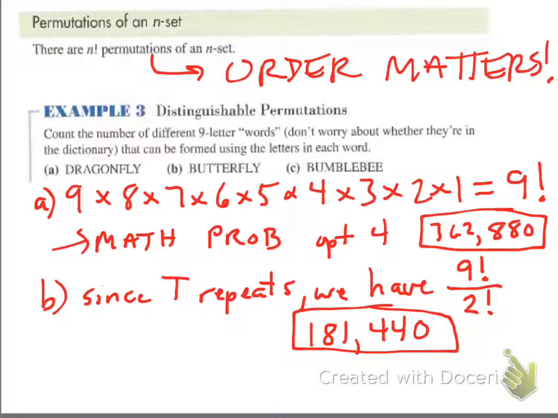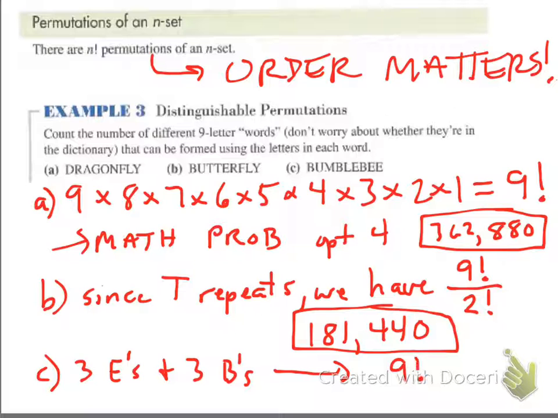Okay, Part C. Now, look at what repeats in Part C. You have 3 E's and 3 B's. So, what does that mean? Well, that means we're going to have our 9 factorial. Except this time, we're going to divide. There's 3 E's, so we have to divide by 3 factorial. However, there's another 3 B's, so I'm going to have to multiply by 3 factorial on the bottom.